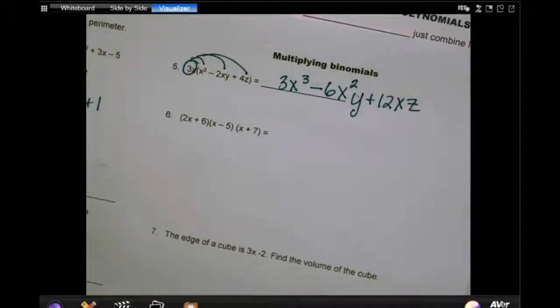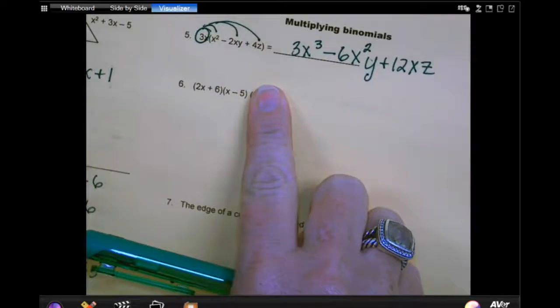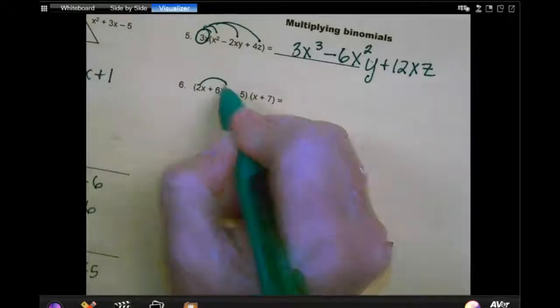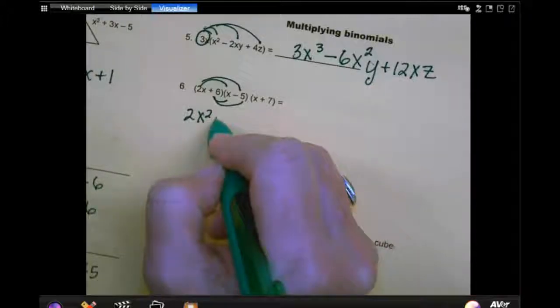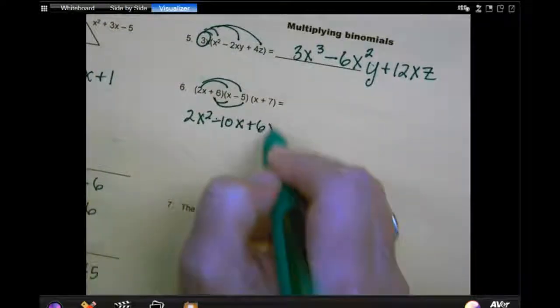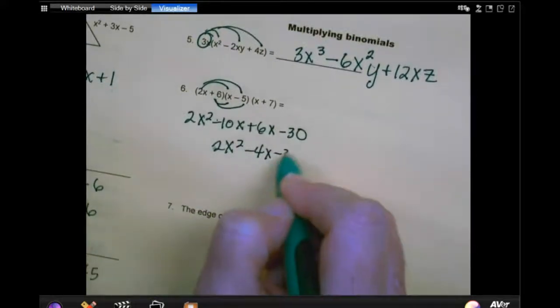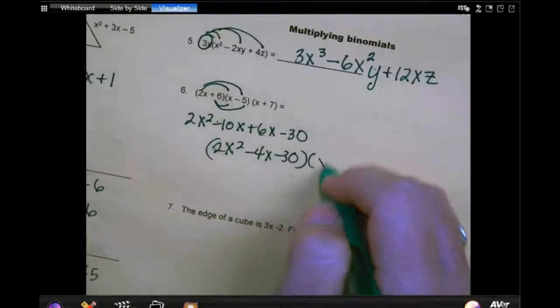Y'all, how do I do number 6? It's just a pain, right? It's not hard, it's just more writing. So what I'm going to do is start by ignoring the third one. And I'm just going to multiply the first two together. So when I do that, I'm going to get 2x squared, and when I combine, I still have to multiply by x plus 7.